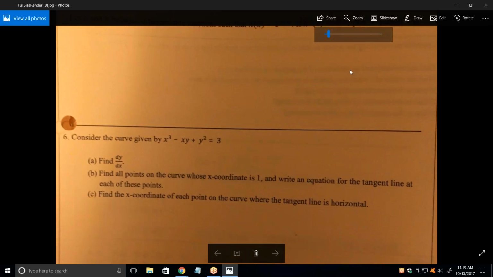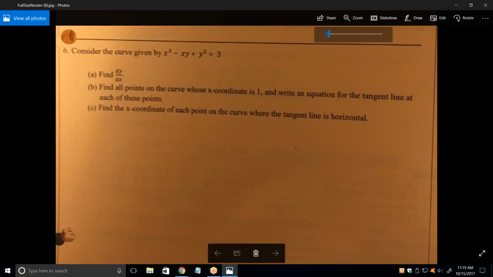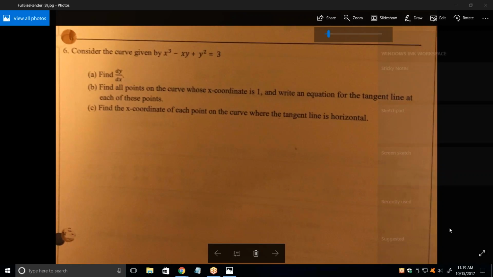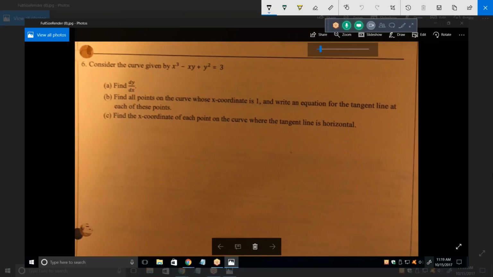All right, let's look at more of the problems. You're going to have these kinds of problems on the AP exam for sure. Implicit differentiation. So there's our function. Implicitly differentiate it for me. Okay, we're doing A.